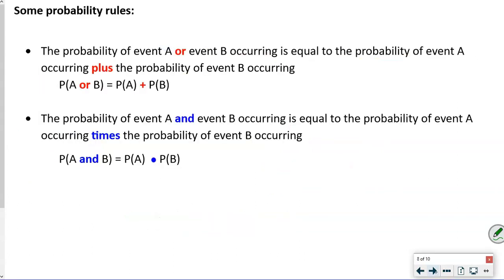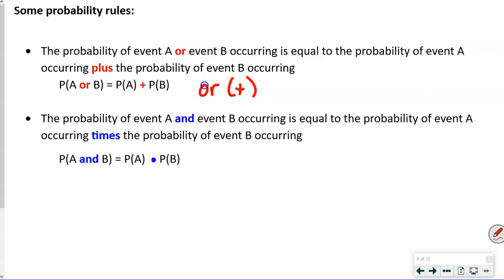Okay. So some probability rules. The probability of an event A or B occurring is equal to the probability of event A occurring plus the probability of event B occurring. So I like to remember it this way. Or is a plus sign, right? So we're going to add those probabilities together when we have an OR statement, okay?